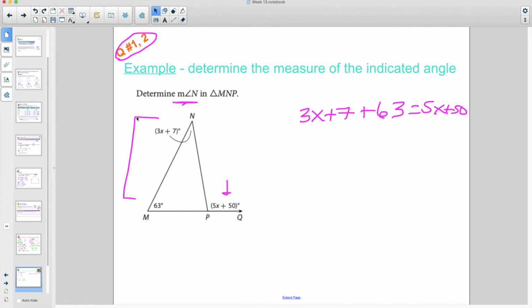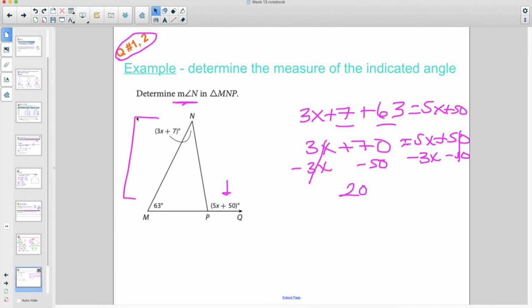So this is similar to the last example that we did. We have to get our x's on one side, numbers on the other. I'm actually going to just combine my 7 and my 63 first. There are different ways to do this, but let's just get that done first. So we have 3x plus 70 equals 5x plus 50. We have to get our x's on the same side and our numbers on the other. I'm going to bring my 3x to the other side, again, just to keep my x quantity positive. And if you want to subtract 50 at the same time, we can do that. So we're going to have 20 over here, and then 2x. Let's divide by 2. So our x then is 10.